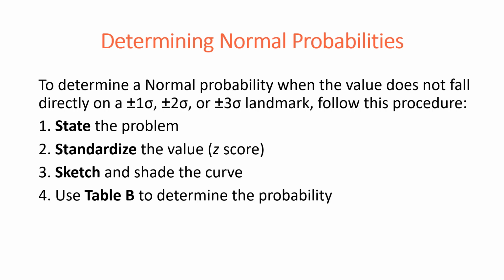To determine a normal probability when the value does not fall directly on a mu ±1 standard deviation, ±2 standard deviation, or ±3 standard deviation landmark, follow these procedures. First, state the problem. Second, standardize the value, or find the z-score. Third, sketch and shade the curve. Fourth, use Table B to determine the probability.